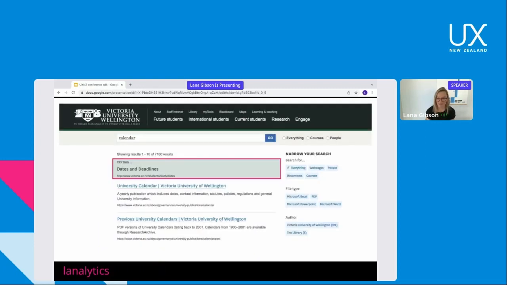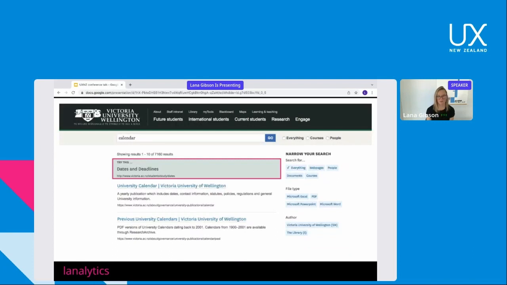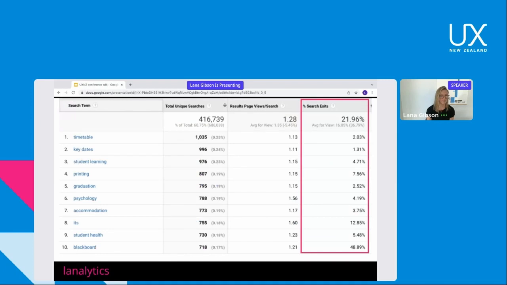Another really popular search is calendar. Loads of people search for this. From the university perspective, this refers to the university calendar, which is dates, contact information, statutes, policies, regulations. You can clearly see it's not the common use case. So they suggest dates and deadlines. There's a try this function where you can go in and that gives you your study dates for students, who are the most popular searches.